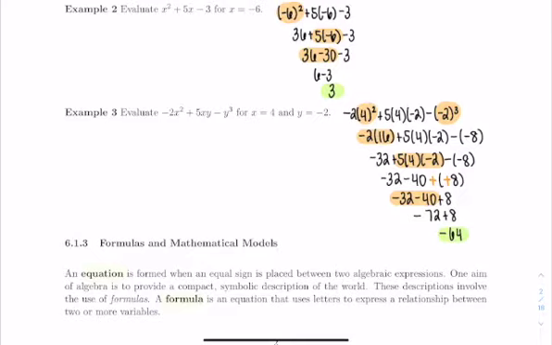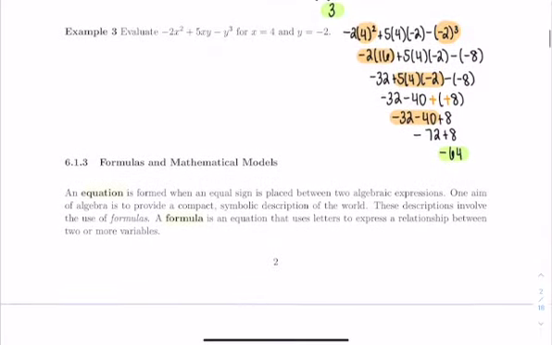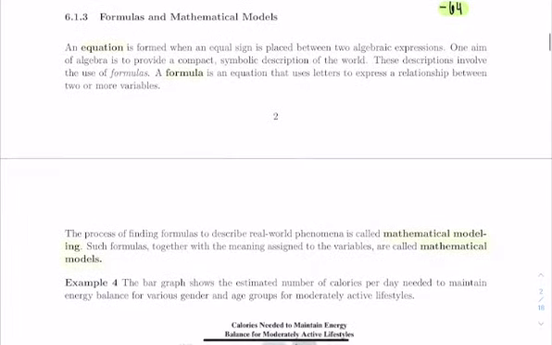An equation is formed when an equal sign is placed between two algebraic expressions. One aim of algebra is to provide a compact symbolic description of the world. These descriptions involve the use of formulas. A formula is an equation that uses letters to express a relationship between two or more variables. The process of finding formulas to describe real-world phenomena is called mathematical modeling. Such formulas, together with the meaning assigned to the variables, are called mathematical models.